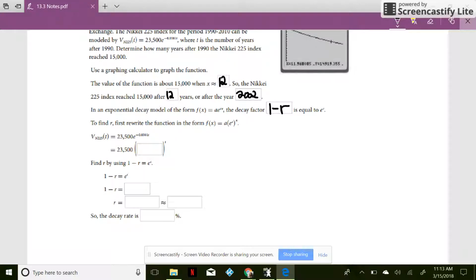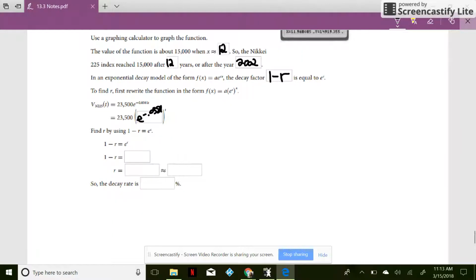So we're finishing up this problem where we have the decay of the stock index. So we want to find the decay rate. So e to our exponent power should be equal to our decay factor of 1 minus r. So first thing I have us do is factor out that t from the exponent. So now we can just say that 1 minus r is equal to e to the negative 0.0381. So solving for r is going to be 1 minus e to the negative 0.0381.